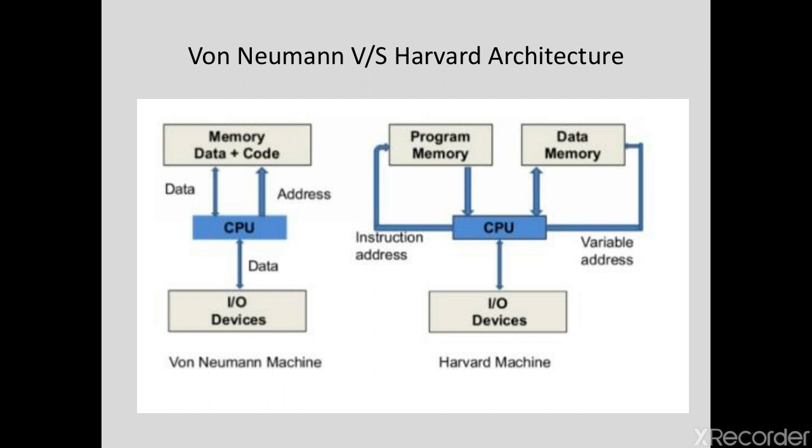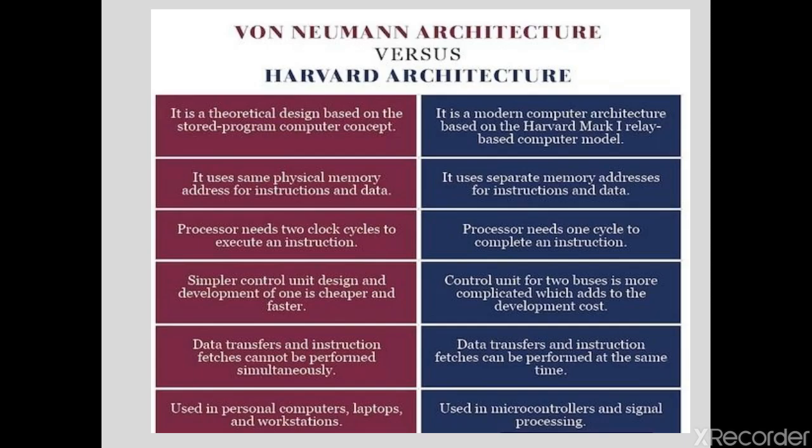On the basis of this block diagram or machine model, we have separated them. As the second difference, the von Neumann architecture uses the same physical memory address for instructions and data, and the Harvard architecture uses separate memory addresses for instructions and data. Another important point is that the processor in von Neumann architecture needs 2 clock cycles to execute an instruction, whereas the processor in Harvard architecture needs 1 cycle to complete an instruction.